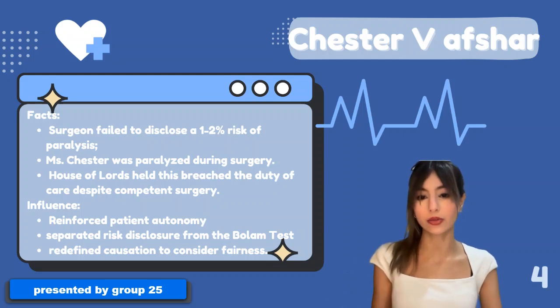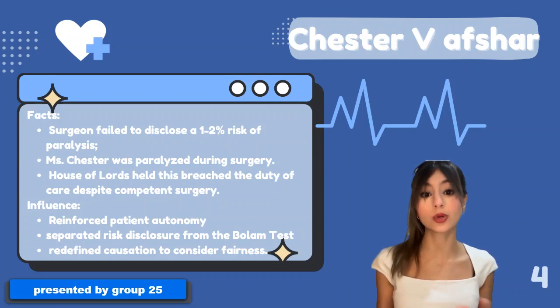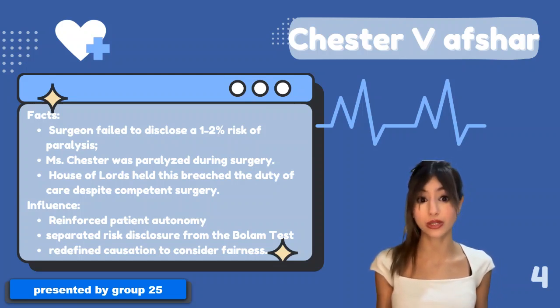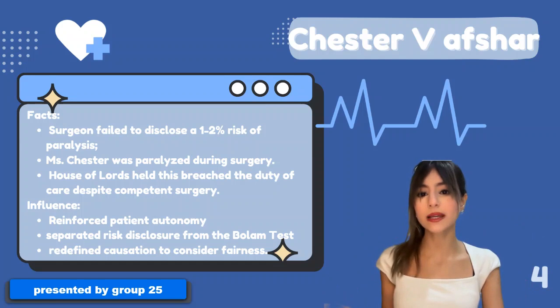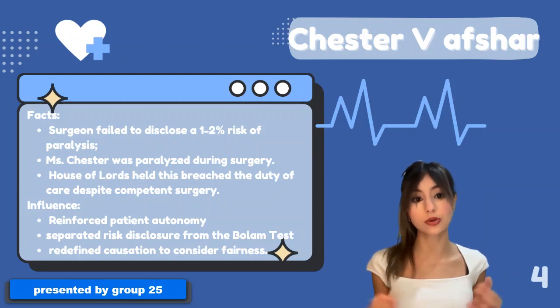A major challenge in this case was causation, how the breach of duty, which is failure to disclose the risk, directly caused Ms. Chester's paralysis. The traditional approach to causation requires showing that the harm would not have occurred but for the breach. However, Ms. Chester could not prove that she would have avoided the surgery altogether if she had been informed. Despite this, the court found in her favor by taking a fairness-based approach to causation.